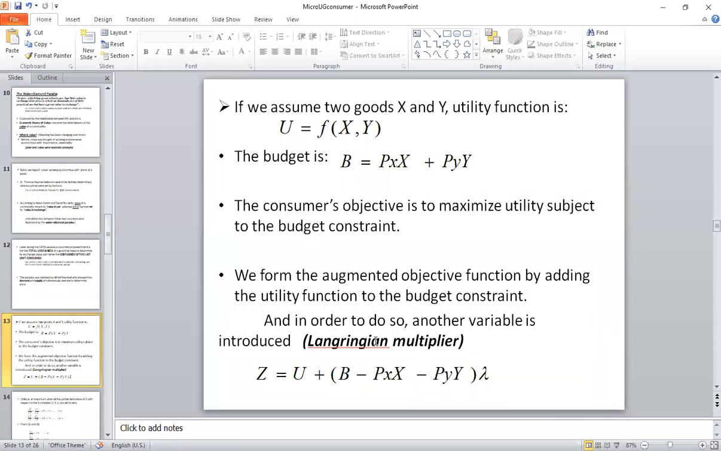But then we need to introduce another variable. These are the mathematicians telling us that this problem of maximization is achieved using what we call the Lagrangian multiplier. That's why we introduce that variable. Let me call it lambda, but it is the Lagrangian multiplier. You can represent it by any sign you want, but I'm using lambda. So when you form a composite function, you multiply that multiplier by the budget. So that is how we start.